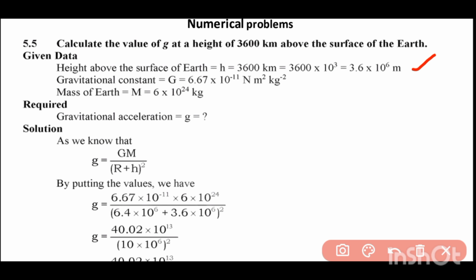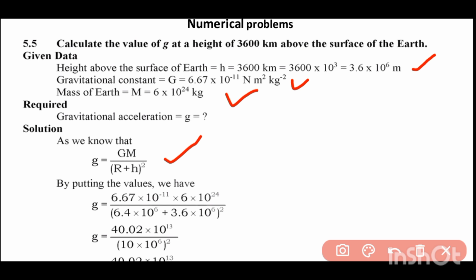The value of gravitational constant G is equal to 6.67 multiplied by 10 raised to power minus 11 Newton meter square per kilogram square. And the mass of earth, that is constant, is equal to 6 multiplied by 10 raised to power 24 kilogram. We need to calculate gravitational acceleration g at a height h above the surface of earth. So we use the formula g is equal to GM divided by (R plus h) whole square.